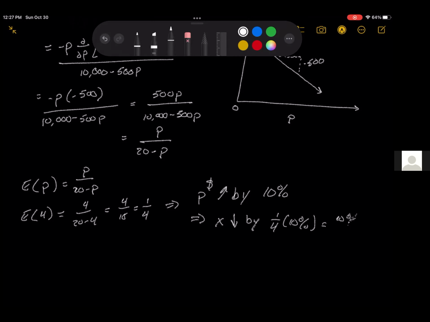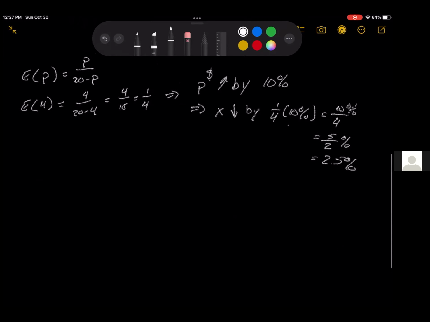Or 10% over 4. Right, we can simplify that a little bit. 5 over 2%, or 2.5%. All right, so a 10% increase in my price yields a 2.5% decrease in my demand. Therefore, it would be profitable if I increase my price, because I could increase my price by 10% and I would only lose 2.5% of my demand. So it's a pretty good trade.